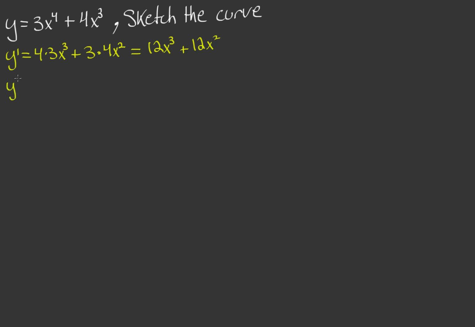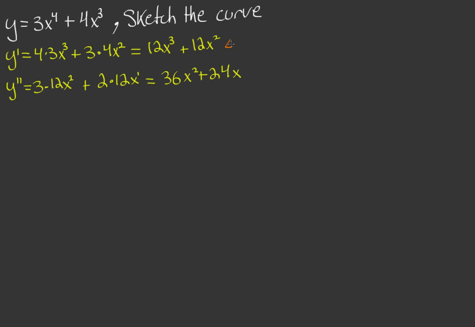Then we get y double prime, the derivative of this. So we get 3 times 12x squared, plus 2 times 12x to the first, which equals 36x squared plus 24x.